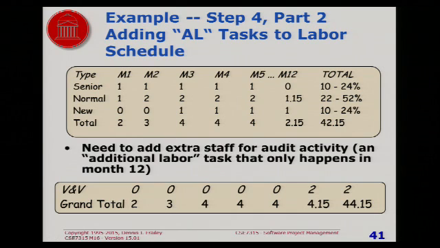Now, there's a second part to the labor schedule, which is adding any additional labor that we haven't already accounted for. And let's suppose in our particular case, we have to add some extra people to do an audit that only happens in month 12. So we have to add an extra 2 people in month 12, which brings our total to 44 instead of 42 staff months. And so we just add another row to our structure here to show that we're going to have 2 people in month 12, they're brought in from some other project to do an audit. Maybe the customer requires a special audit.